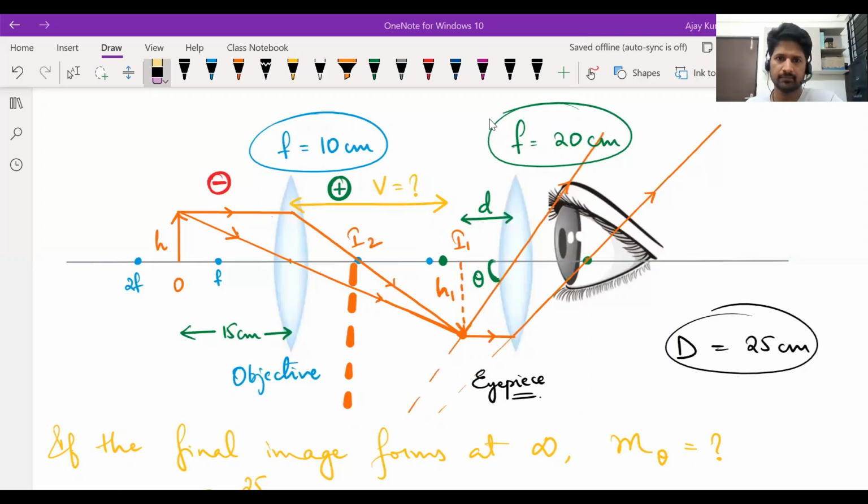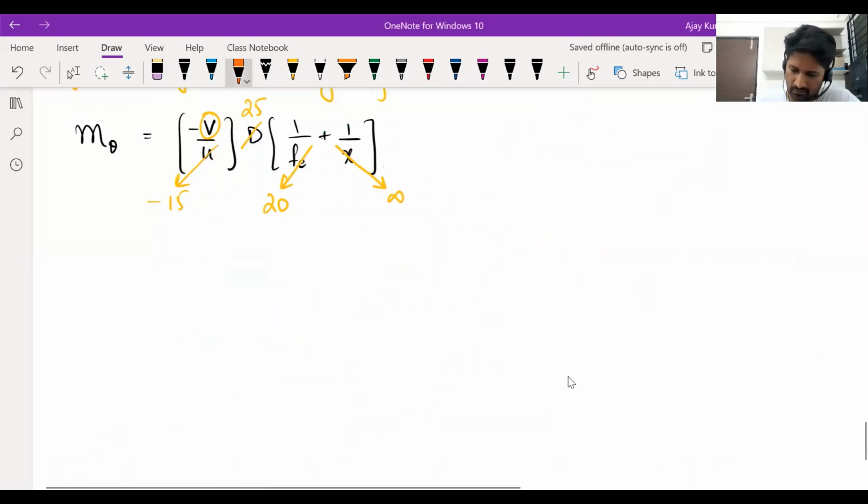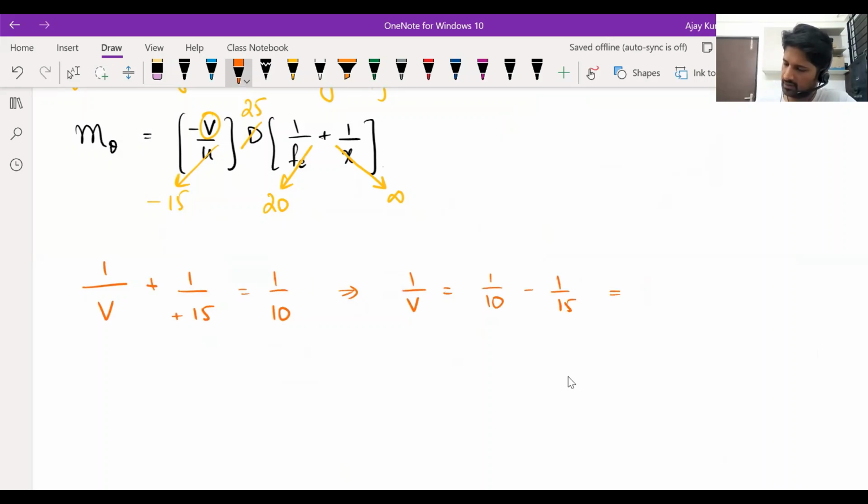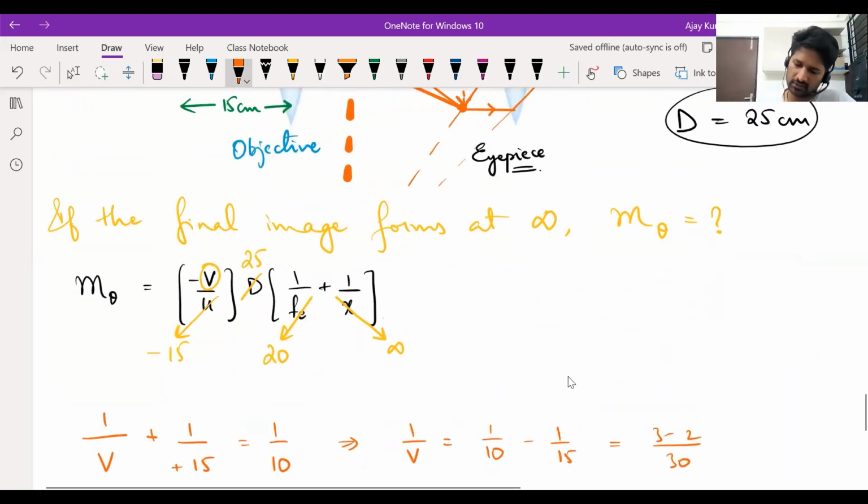Formula. So 1 by V minus 1 by U is equal to 1 by F. Focal length of the objective is 10 only. So you get 1 by V is equal to 1 by 10 minus 1 by 15. The LCM of 10 and 15 is 30. 3 minus 2, 1 by 30, you get V as 30. Correct. Substitute it there, that's all.